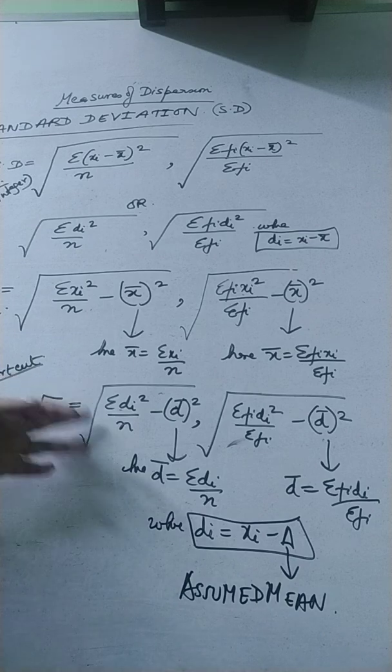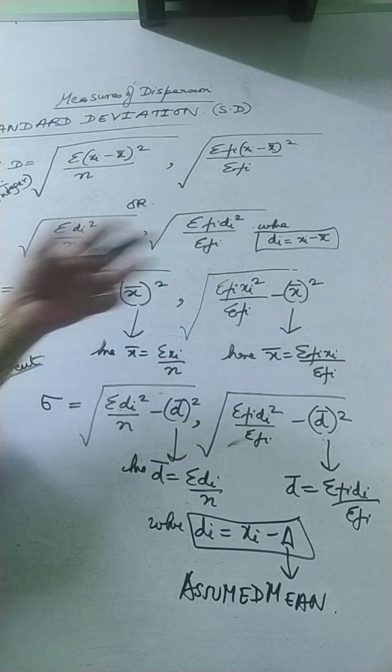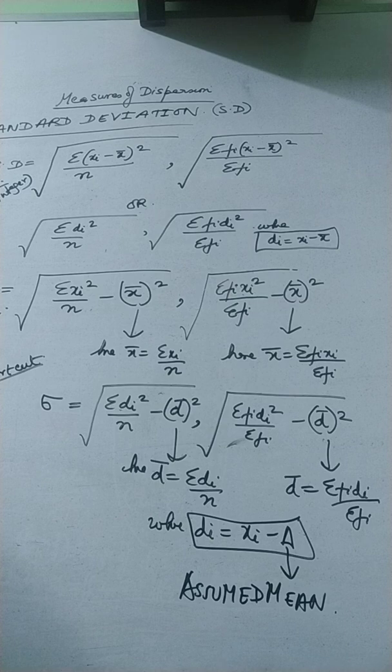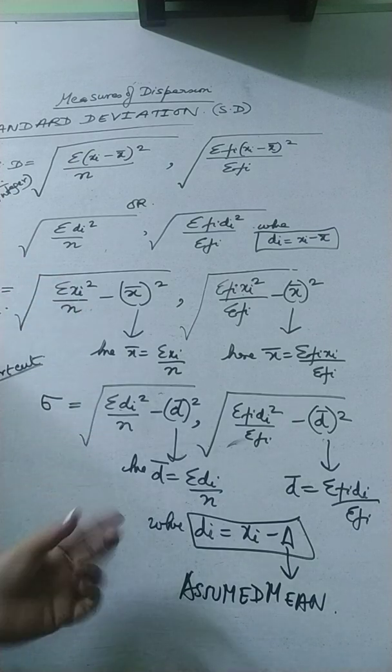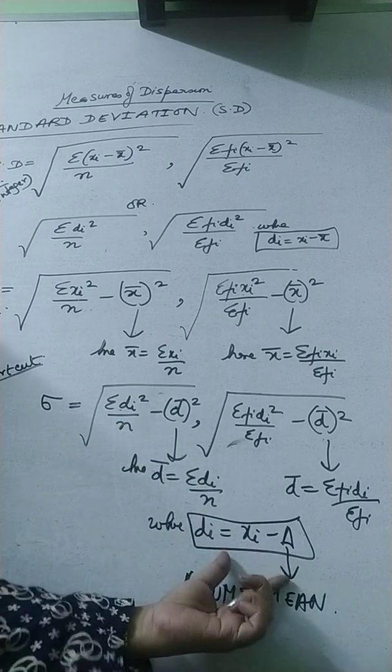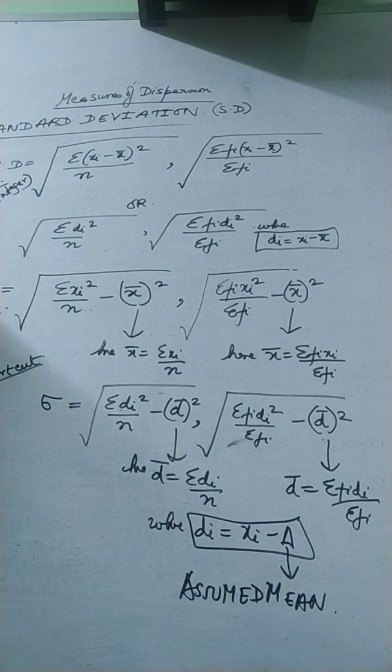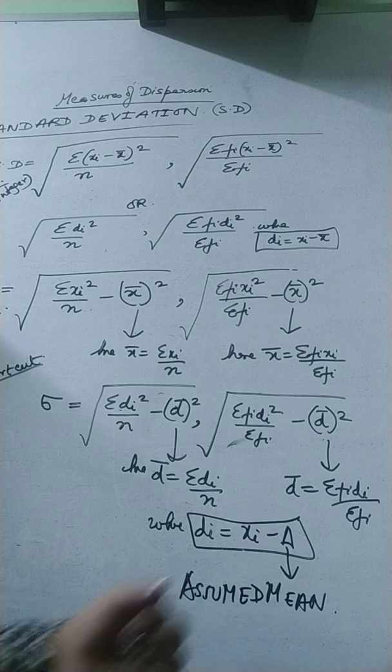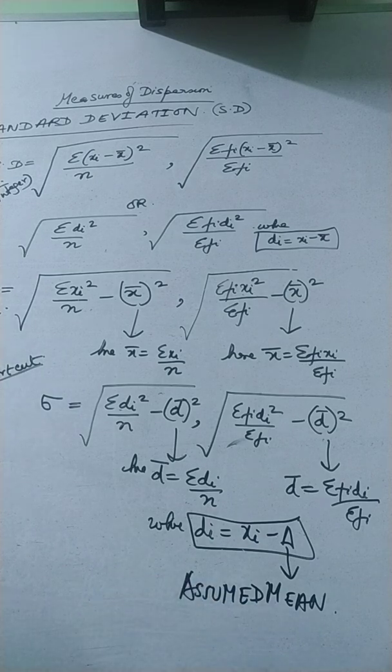Notice, appearance wise it's the same, isn't it? Shortcut of the working formula, appearance wise it's the same, but the significance is different. Here just the values are taken directly. Here the values are decreased, isn't it? Decreased by a certain value and then substituted over here.